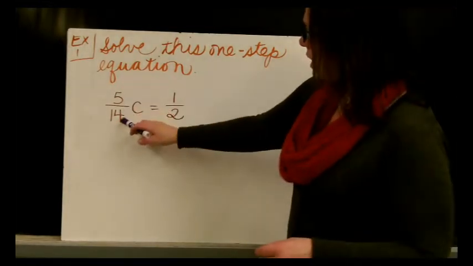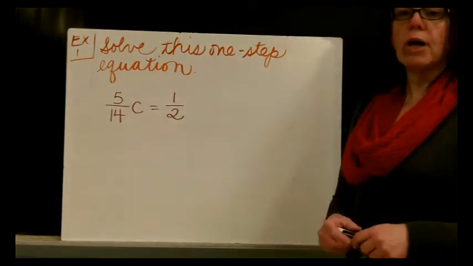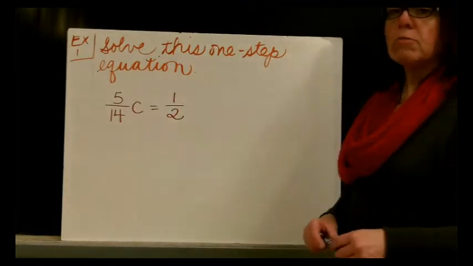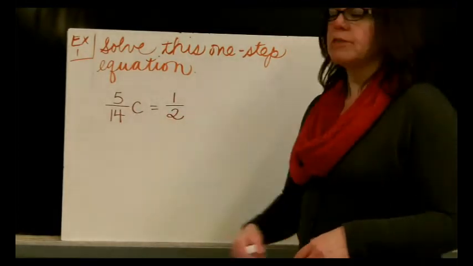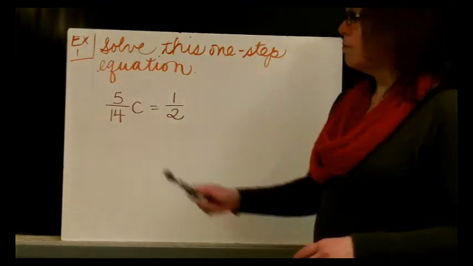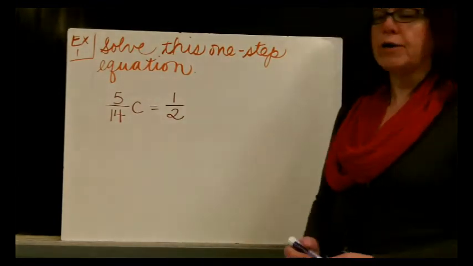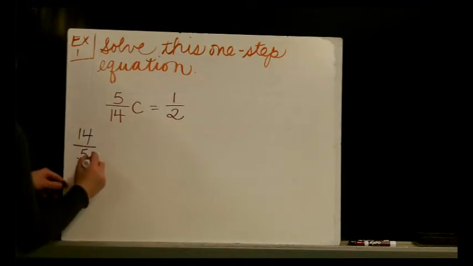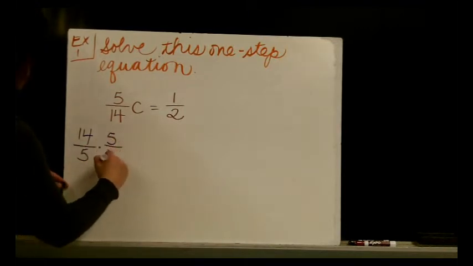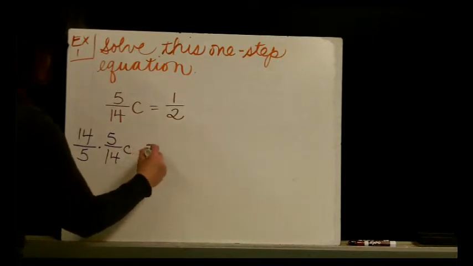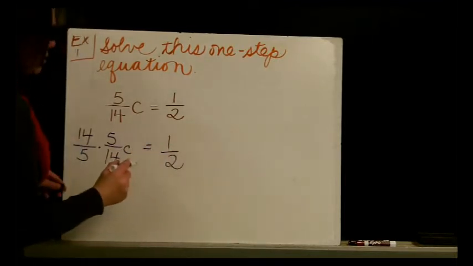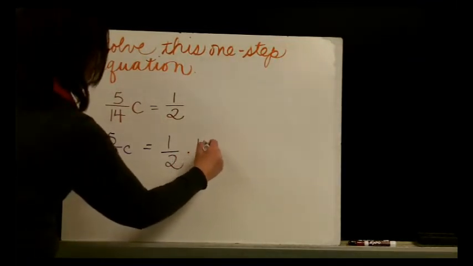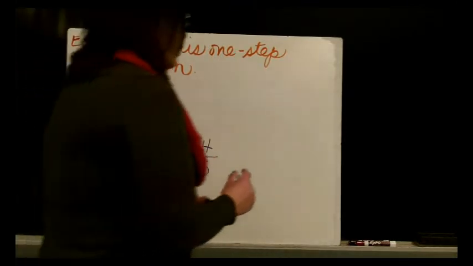And when we are dividing by a fraction, remember, we are multiplying by its inverse. So the way that we're going to isolate the variable c is to multiply both sides by the reciprocal of its coefficient. So we are going to multiply both sides of the equation by 14/5. So I'm going to write 14/5 here times 5/14 c. And because this is an equation, we need to change both sides in exactly the same way. I'm going to also multiply this side by 14/5.